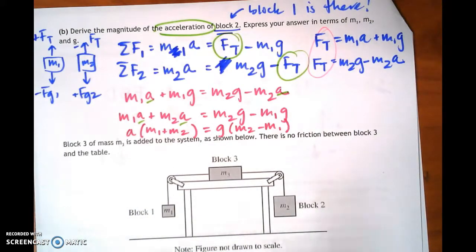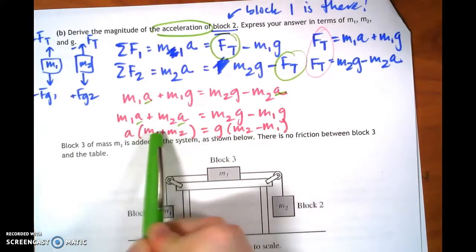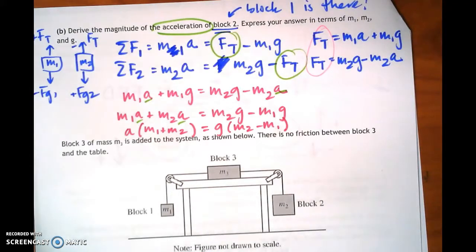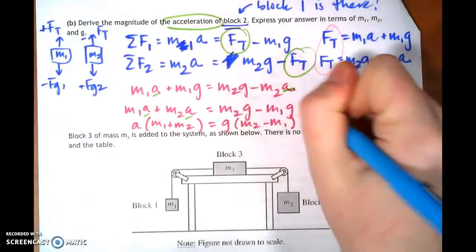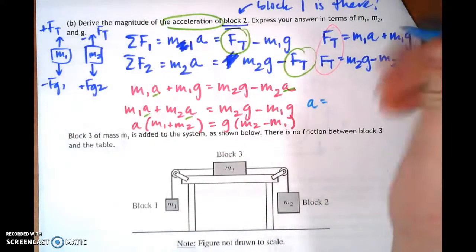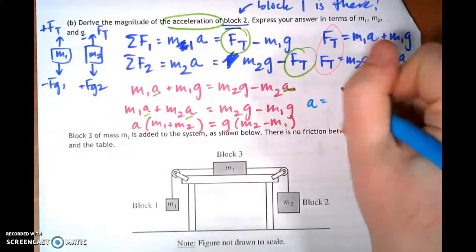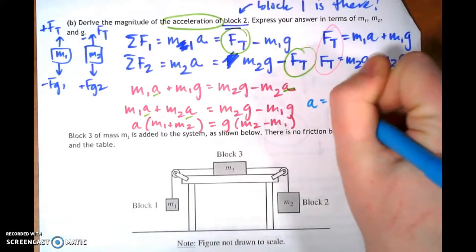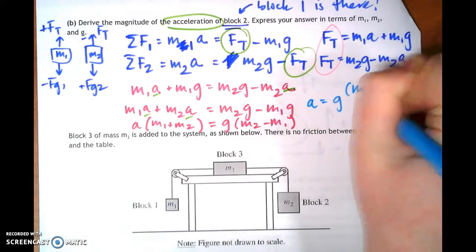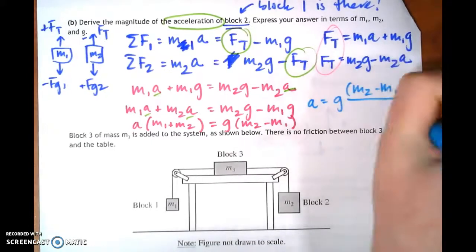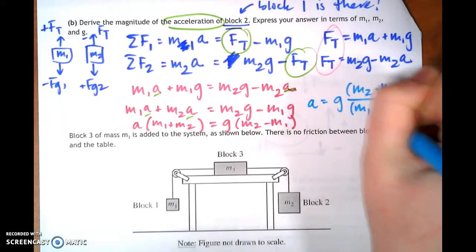So all I need to do now is remove this sum of masses from that side by dividing. So what I get is the acceleration of my system, which is the same as the acceleration for block 2, is equal to g times mass 2 minus mass 1 divided by mass 1 plus mass 2.